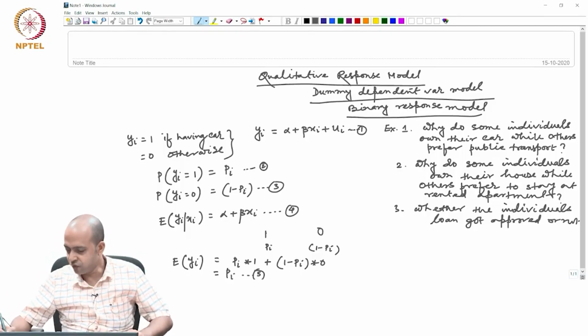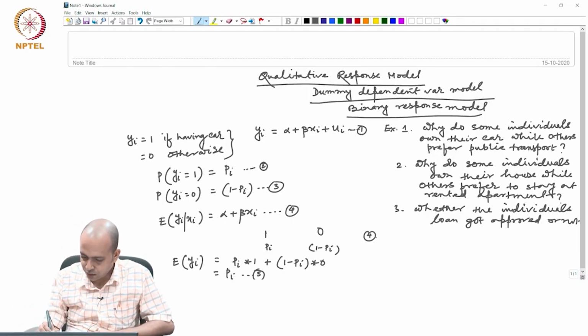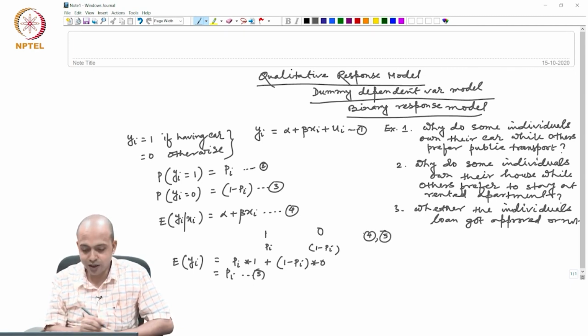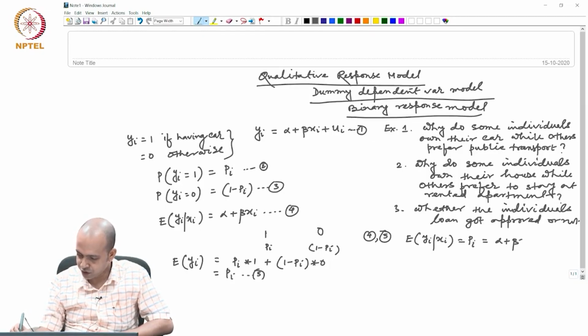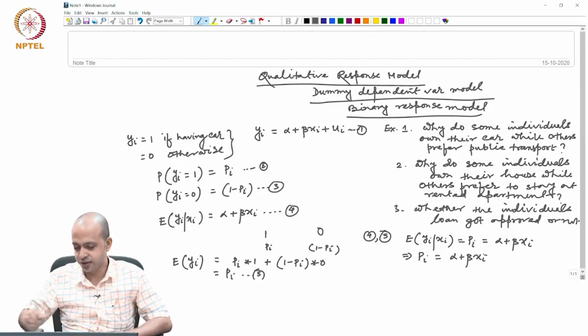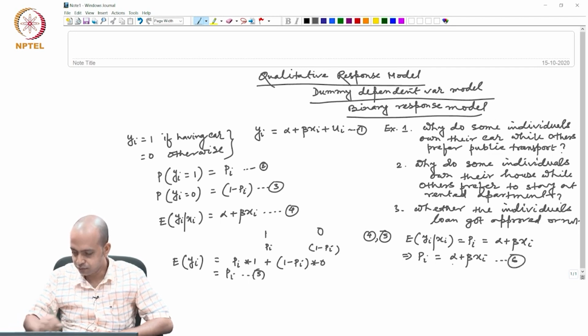Now, combining 4 and 5, what I can write is that expectation of yi given xi equals pi, and that again equals alpha plus beta xi. So, this implies pi equals alpha plus beta xi. Let us say this is equation 6.